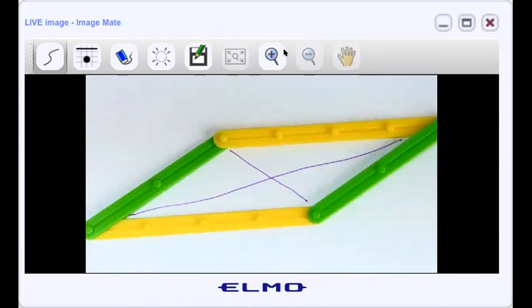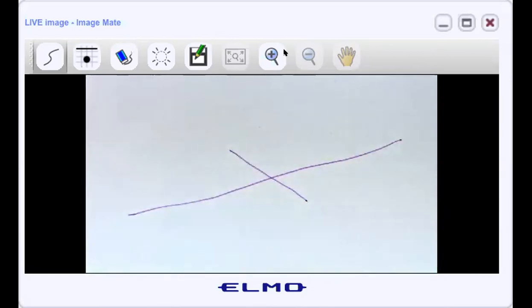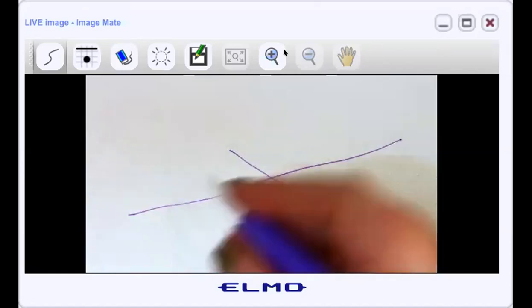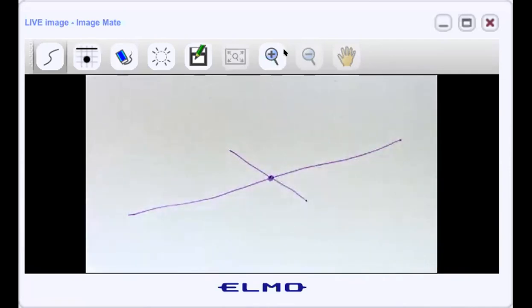Yeah, usually one's short and one's long, but they can be equal. But there is something that's really neat that happens with these two. It's kind of hard to guess, but it turns out that where the diagonals meet each other, they divide each other in half perfectly.